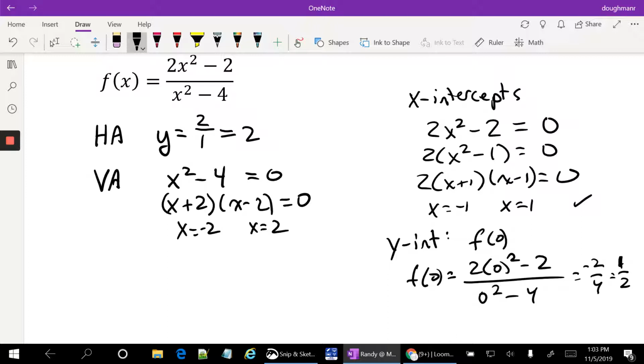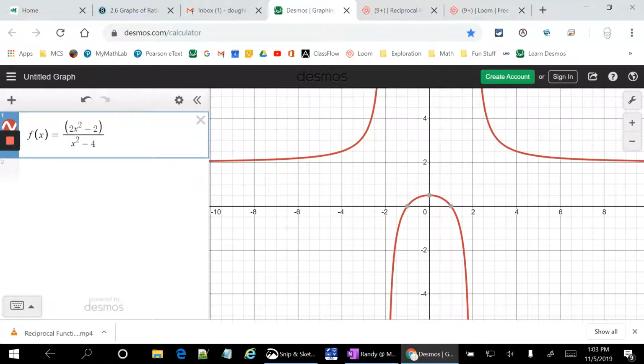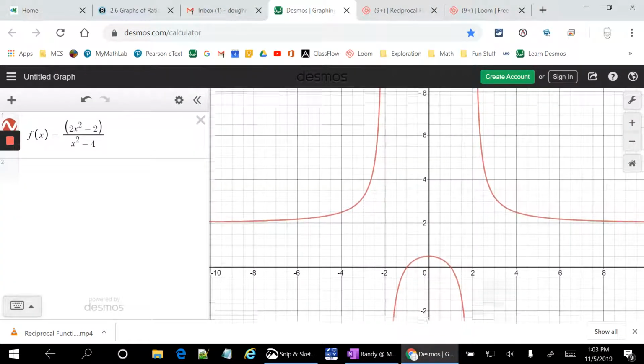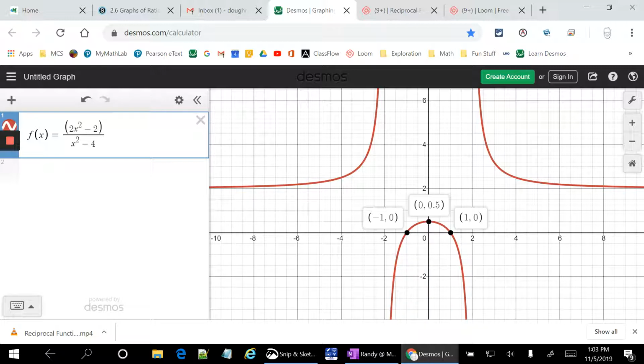All right, and let's just analyze our graph to make sure we see how we did. I've got the function here. We found our zeros to be 1 and negative 1. We found our y-intercept to be positive 0.5. And then you can see we've got some asymptotes here at x equals 2 and x equals negative 2. Those are our vertical asymptotes. And then the horizontal asymptote was at y equals 2. We got it.